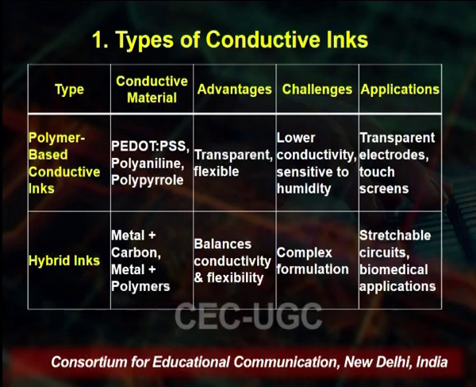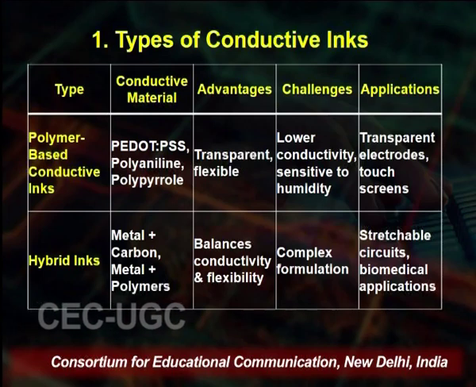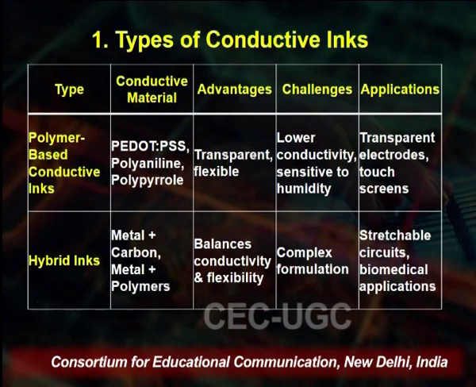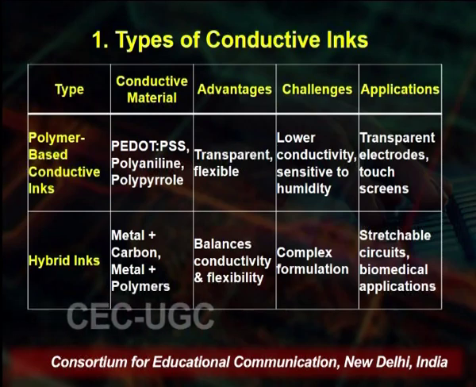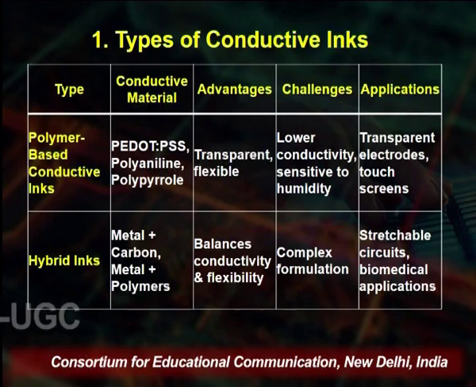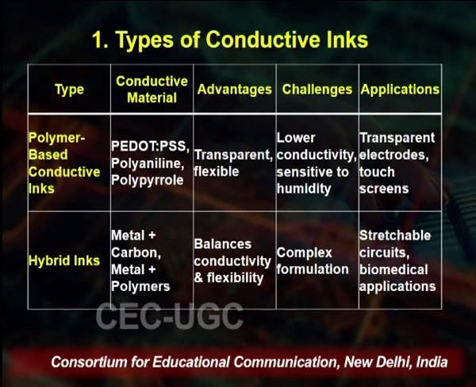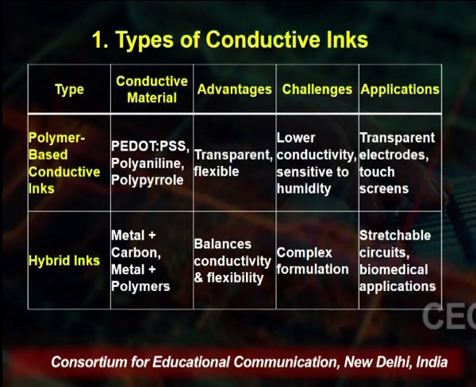Since it is a polymer, it is transparent, so we have the advantage that it is transparent and flexible. Again, it has low conductivity. Moreover, it is sensitive to humidity, so sometimes it will not give the proper result. So transparent electrodes and touch screens we can prepare using this ink, because it is transparent.